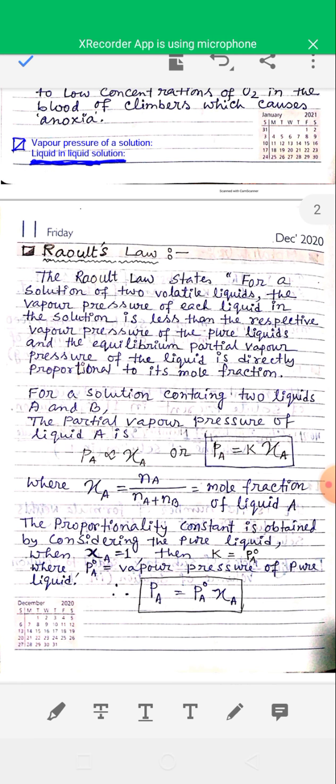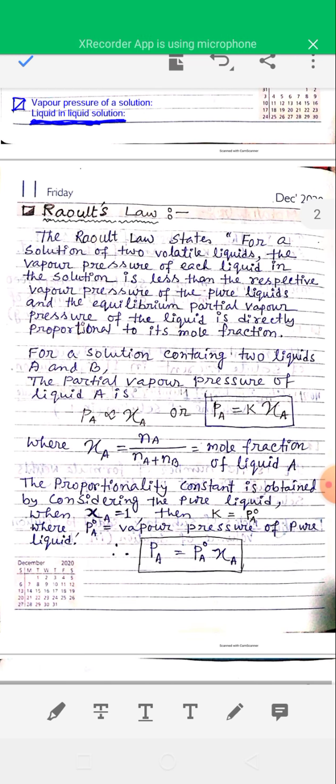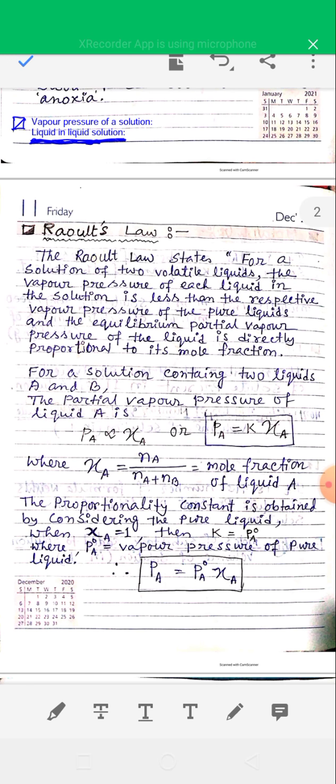Now see, liquid in liquid solution and vapor pressure of a solution. Raoult's law is related to liquid in liquid solution, like Henry's law is related to gas in liquid solution. Similarly, Raoult's law is related to liquid in liquid solution, in which both solvent and solute are liquid. And the heading is vapor pressure of a solution.